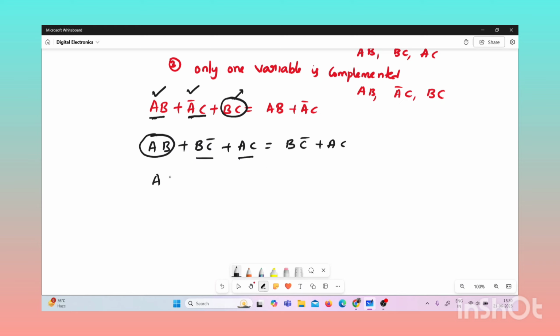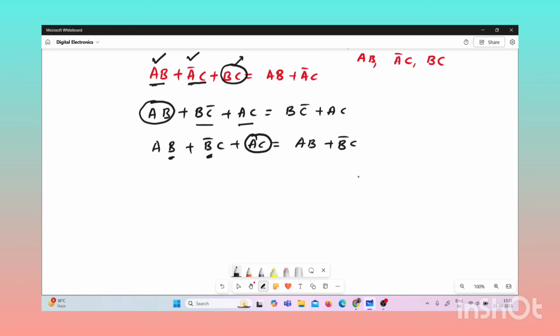Let us see one more form: AB plus B bar C plus AC. What is the final expression for this? The variable which is presented both in the complemented form and uncomplemented form should be present in the output. So here B is present in the uncomplemented and complemented form. That means the B terms should be present in the output, and the remaining term should be eliminated as redundant. So AC is the redundant term, and that should be removed, and the output should be AB plus B bar C.